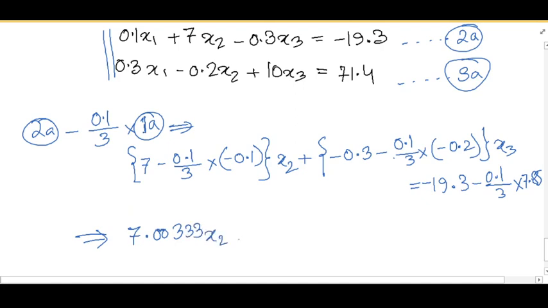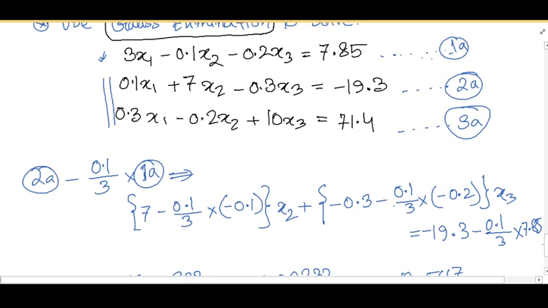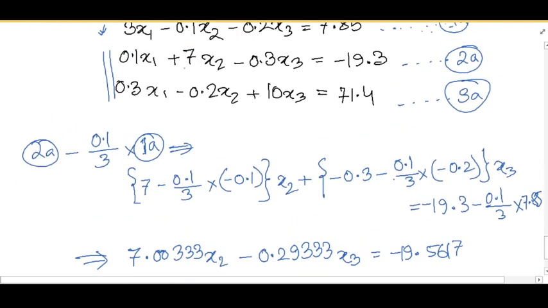So the modified equation will become 7.00333 x2 minus 0.29333 x3 equals minus 19.5617. You can see that equation 2a has been changed. If it were a22, the modified coefficient has now become a22 prime. That's why we have used prime here. All the coefficients have been changed, that's why we call the new equation 2b.